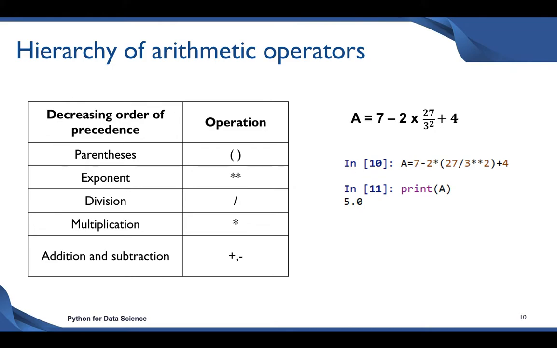In normal mathematics terms, we have a BODMAS rule. But in terms of programming, we have a decreasing order of precedence, which tells which operation would be carried out first, and then which operation should be carried out after that. In this slide you can see that the first operation carried out is whatever is in the parenthesis. For example, 27 divided by 3 raised to power 2 is in parenthesis, so this expression would be evaluated first.